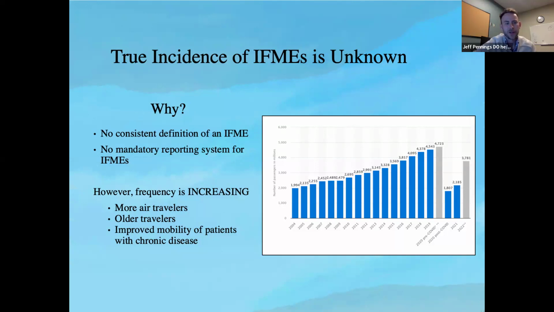We also have older travelers, and improved mobility of patients with chronic disease. Patients are able to have oxygen concentrators on airplanes, and patients with trachs are able to go on airplanes. So we have patients with significant chronic disease who have the ability to travel more than they previously did, which puts them at a higher risk of having an adverse event.